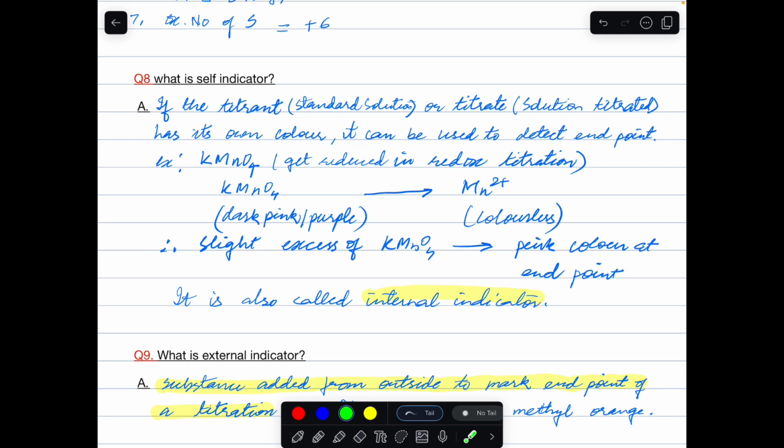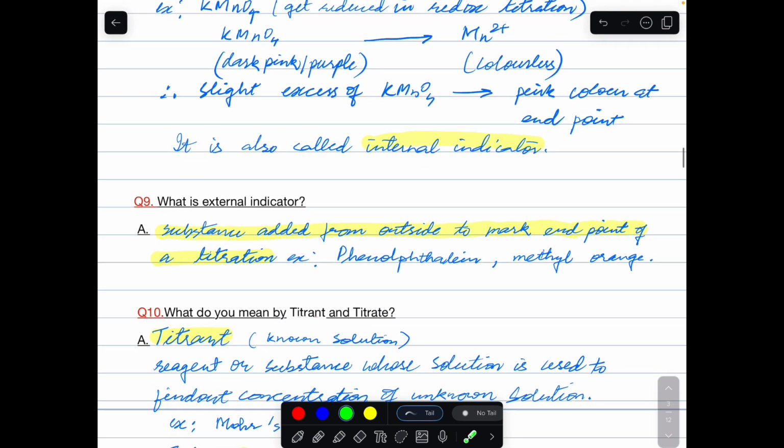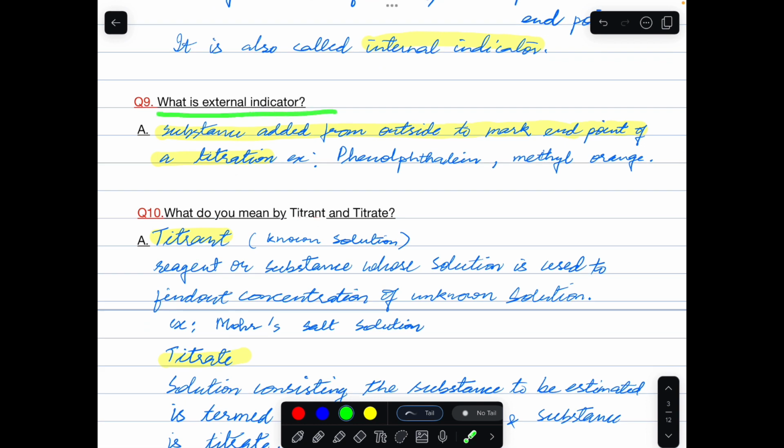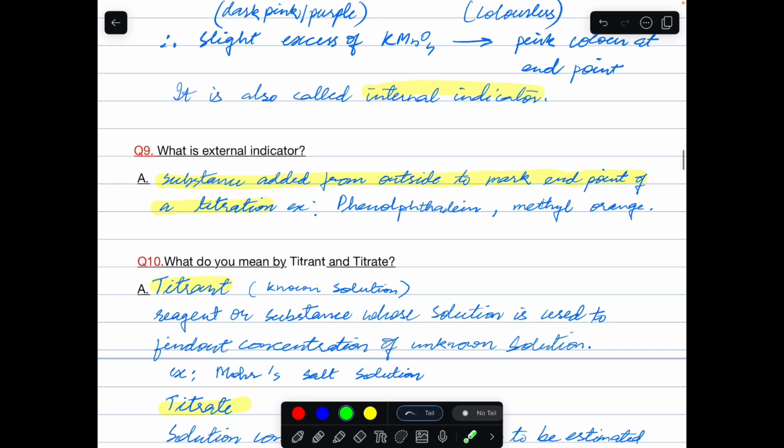Since the indicator is present as one of the reacting substances, it is also called an internal indicator. Okay, next, what is an external indicator? As we discussed, if we are not adding anything from outside, we call this self indicator an internal indicator.